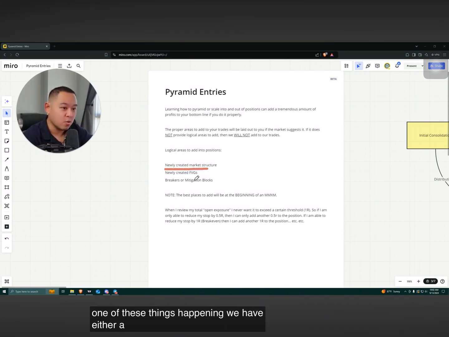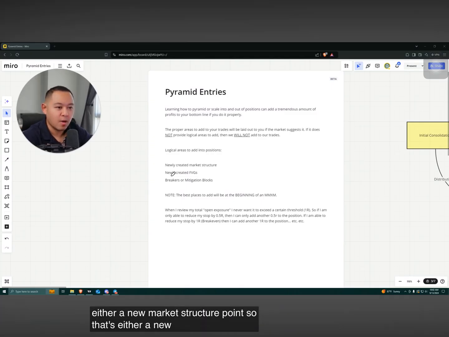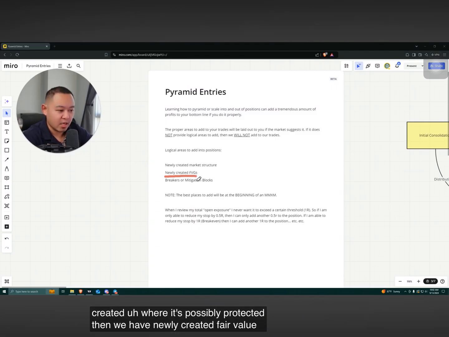We have either a new market structure point, so that's either a new high or low being created, where it's possibly protected. Then we have newly created fair value gaps, right, or breakers or mitigation blocks.